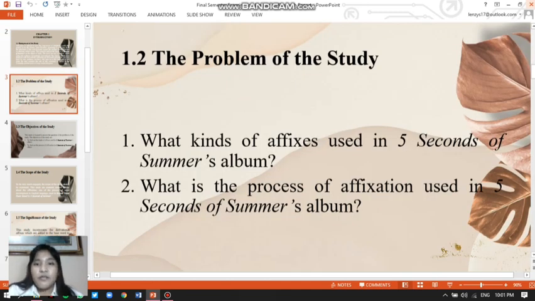1.2, the problem of the study. First, what kinds of affixes are used in 5 Seconds of Summer's album? Second, what is the process of affixation used in 5 Seconds of Summer's album?